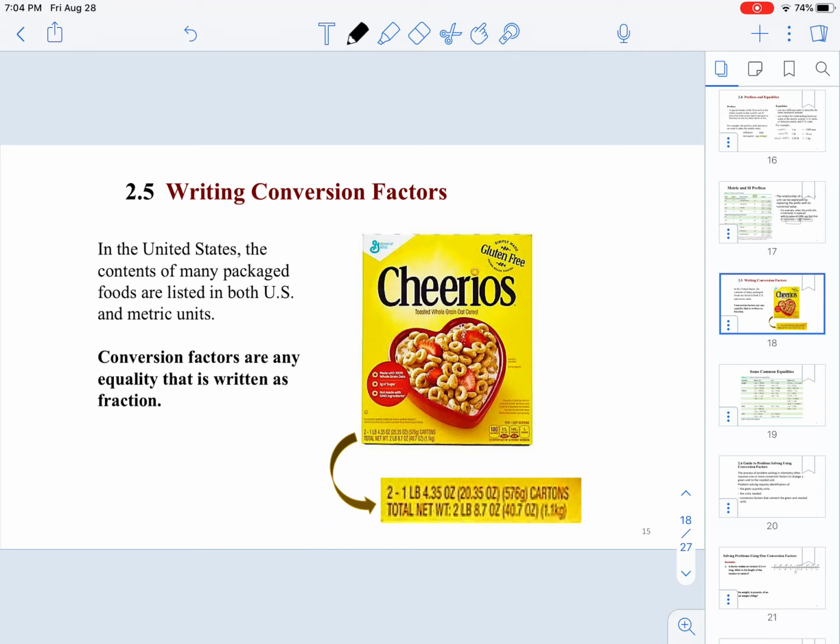and as you can see, these are Cheerios. This is a larger one. So this specific box of cereal contains 2 bags of 1 pound 4.35 ounces. This 1 pound 4.35 ounces is the same thing as saying 20.35 ounces, or in other words, 576 grams. As you can see, the conversions for all these units between metric and US are present in the label.